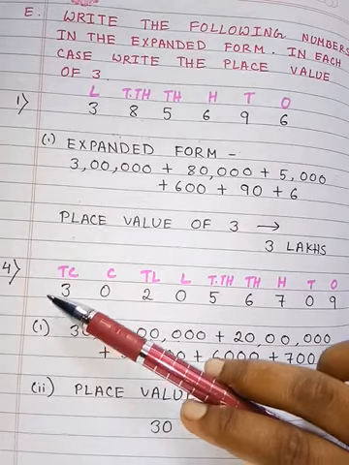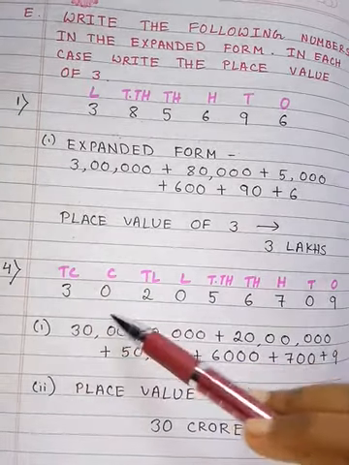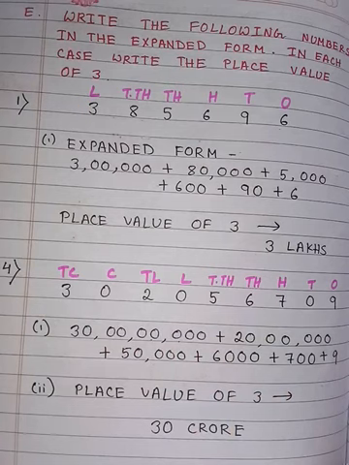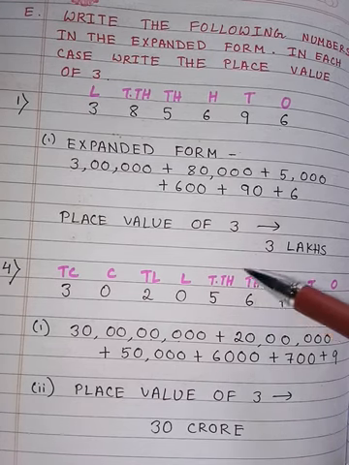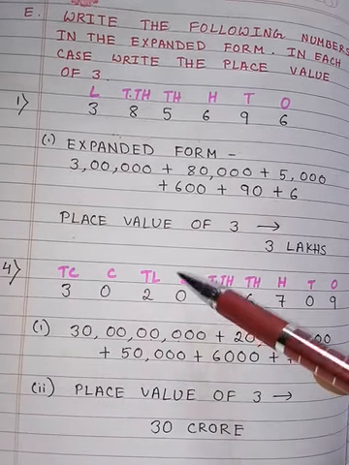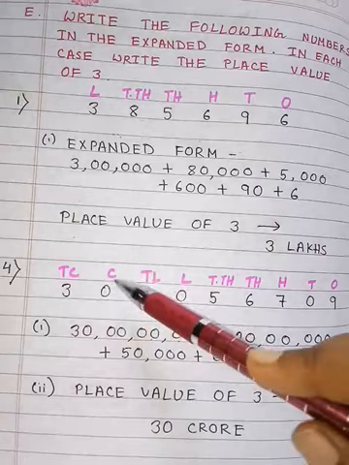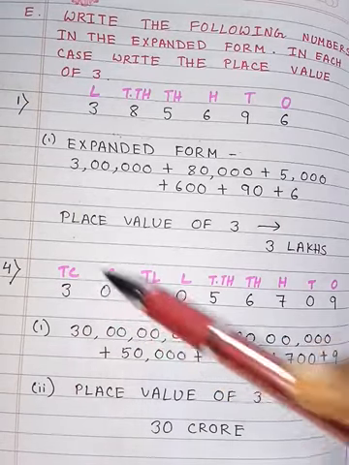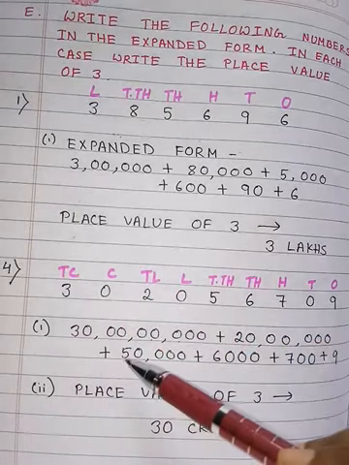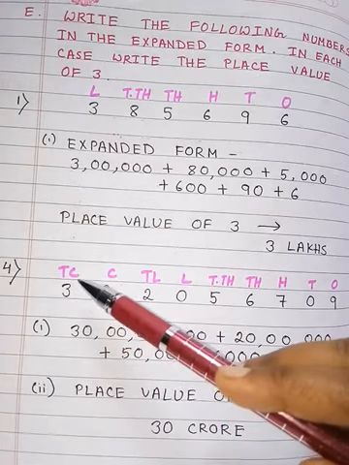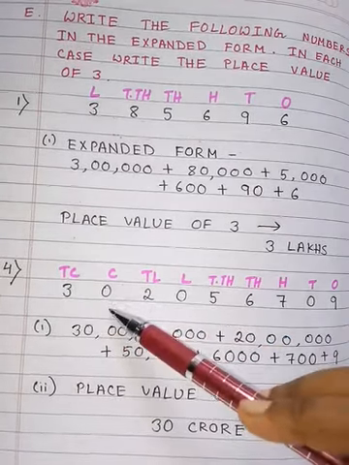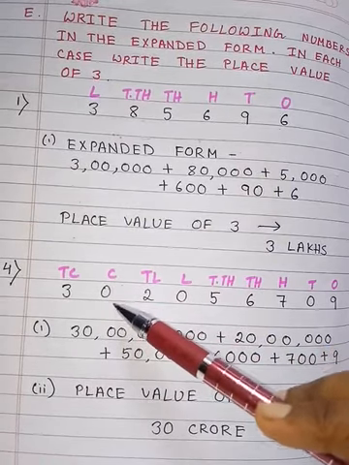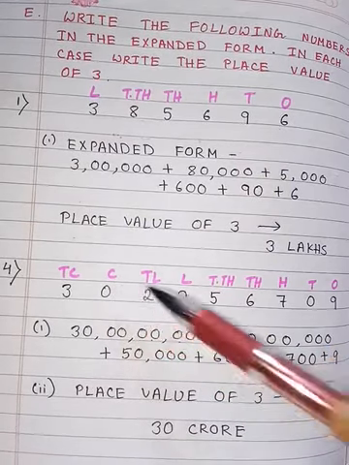Next question, question number 4. Similarly here a number is given. First I have written the place values: ones place, tens place, 100, 1000, 10,000, lakhs, 10 lakhs, crore, 10 crore. So when you are writing the expanded form, first see 3 is in 10 crore place, so write down 30 crore. 0 is in crore place, so I am not writing anything since the digit is 0.